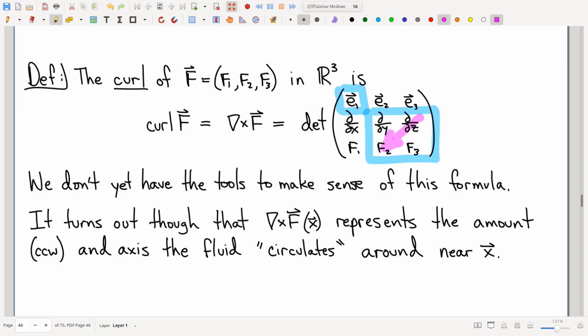So you see what I mean? This is just evaluated in the only way that would make sense. And this little 2x2 symbolic determinant tells you what you're going to multiply by E1. That is, it tells you the first coordinate of the curl. Is everybody kind of following how that computation breaks down?